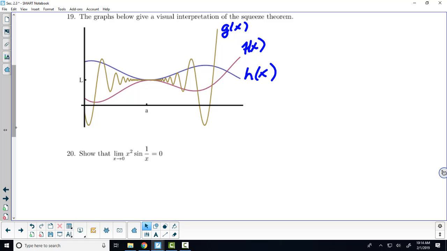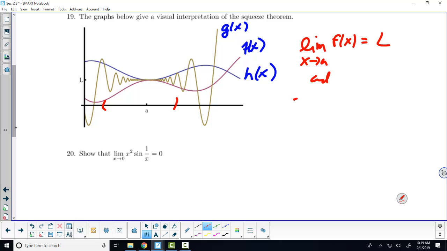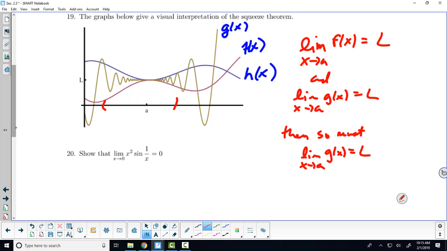Okay? Well, if I can show that yellow is trapped between blue and red, always, over some interval. So notice it's not always between blue and red, but there's some interval starting about here, where yellow is always trapped between blue and red in that interval. Then, since the limit as x approaches a of the lesser function, which we're calling f of x, must equal L, and the limit as x approaches a of h of x must equal L, then so must the limit as x approaches a of g of x. It must be L as well, even though I can't do the work to see it.